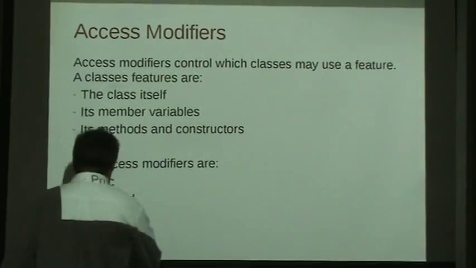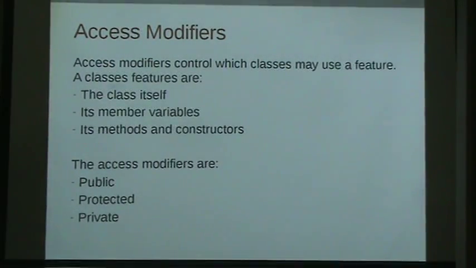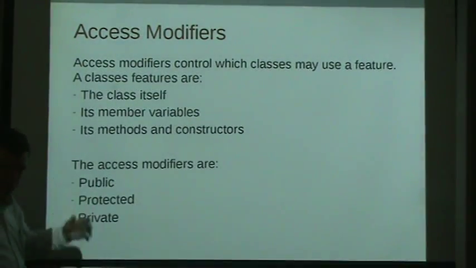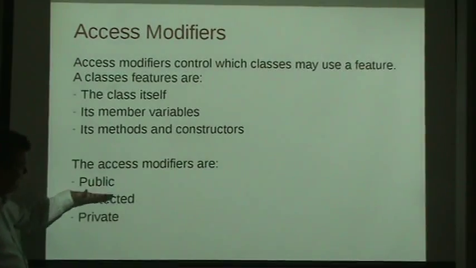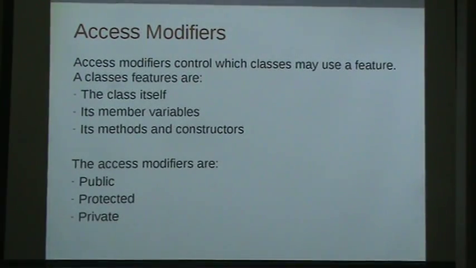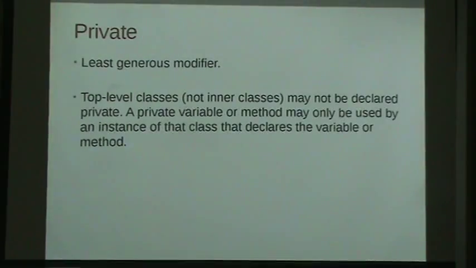So Java builds off of this. Java allows you to put one of these three modifiers in front of any data or any methods in your class. And it also allows you to leave it out. And if you leave it out, the modifier falls into a fourth category called default, meaning you left it out. So the private access modifier is the least generous modifier.